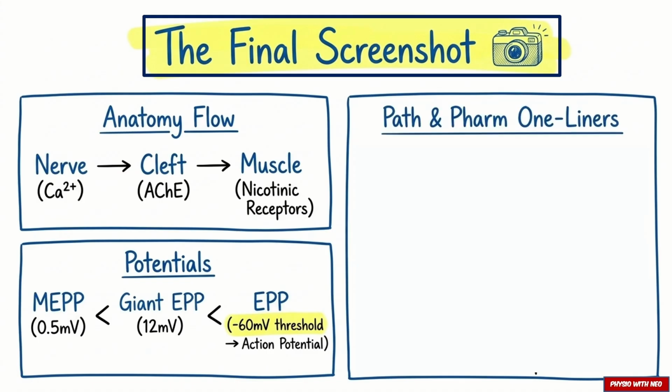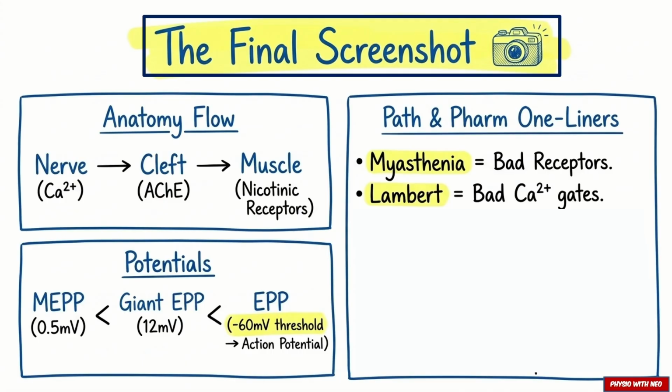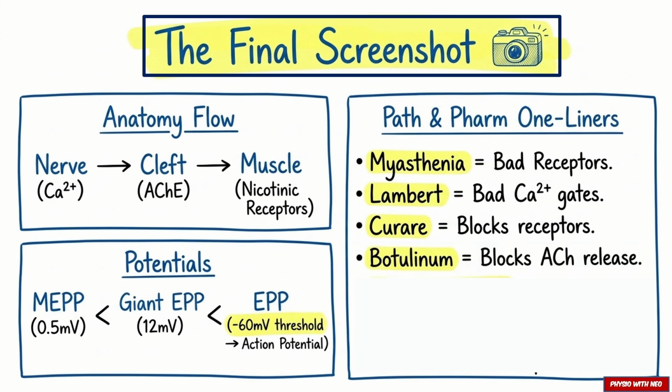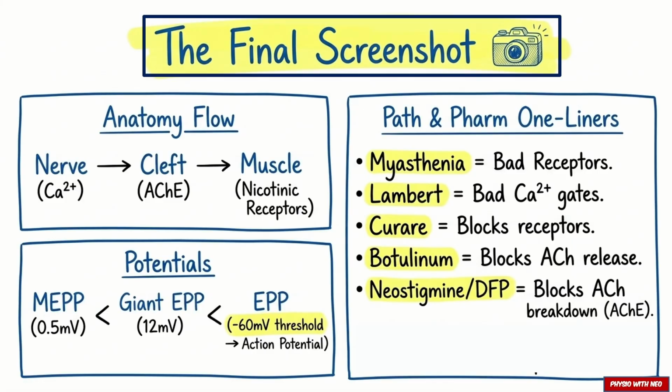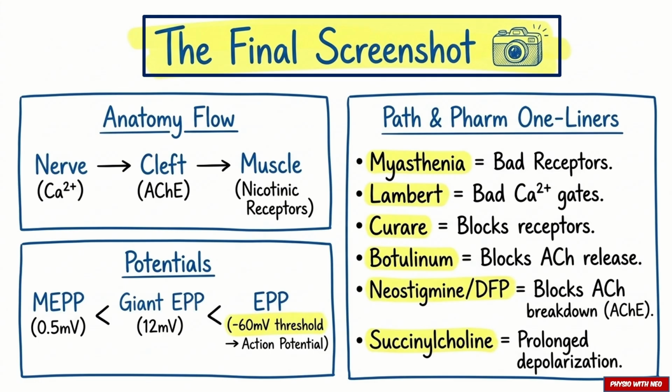Then the pathology and pharmacology one-liners. First, myasthenia: bad receptors. Lambert-Eaton syndrome: bad calcium gates. Curare blocks the receptors. Botulinum blocks the acetylcholine release. Neostigmine and DFP block the acetylcholinesterase. And lastly, succinylcholine causes prolonged depolarization. Spend just 1 minute revising this page before your university exam and you will recall the complete topic with confidence.